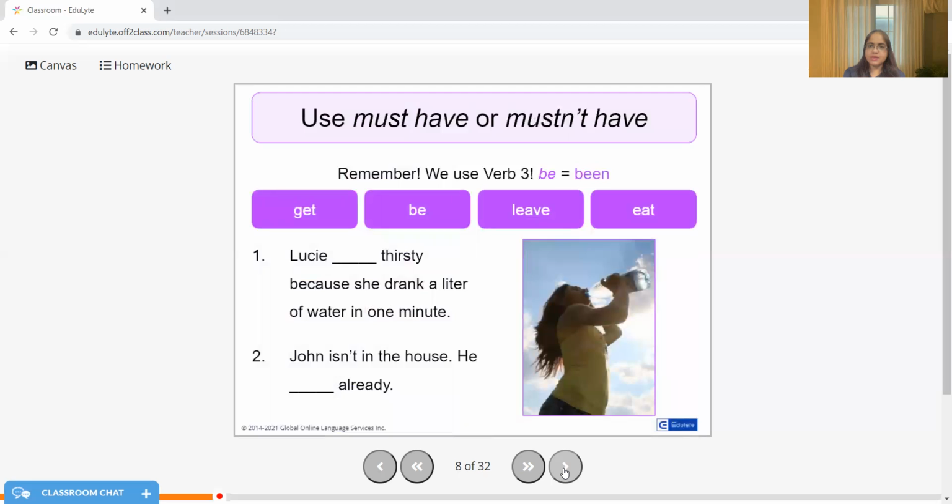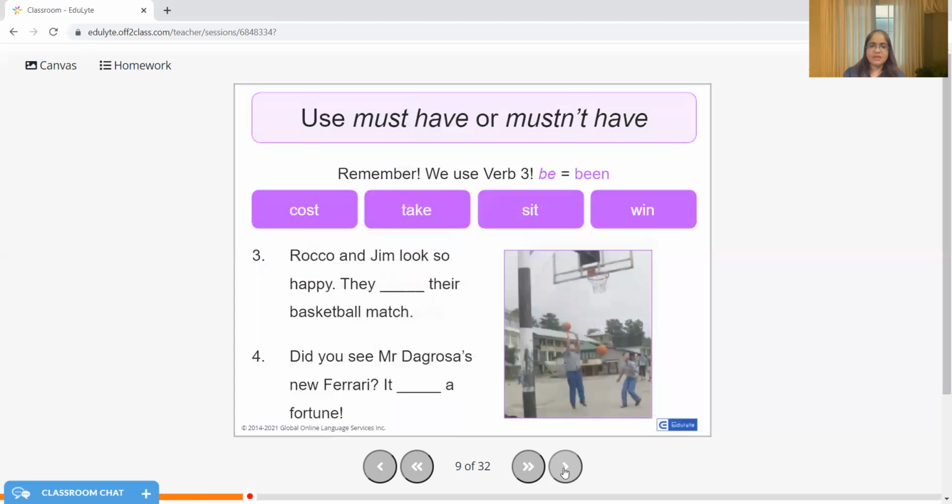So use must have or must not have in these sentences below, but remember, use the verb in the third form. Lucy must have been thirsty. John is not in the house. He must have left already. Rocco and Jim look so happy. They must have won their basketball match.